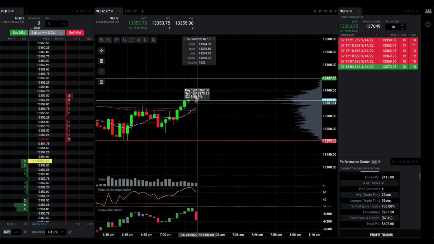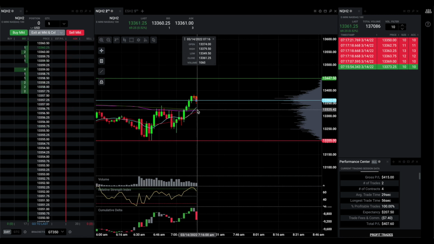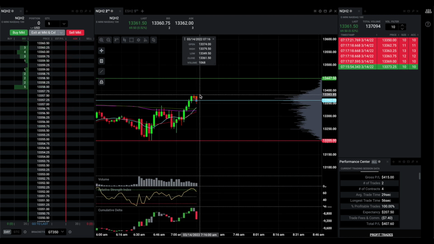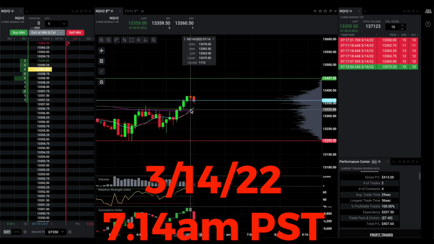Ultimately, it came back down, and we're going to come back and test all these SMAs, the 200, the 9, the 15, the VWAP. This is your support. But I'm looking for this move to come up and stall out and then flip back down. That's a classic flip down. So this is March 14th at 7:14 a.m.